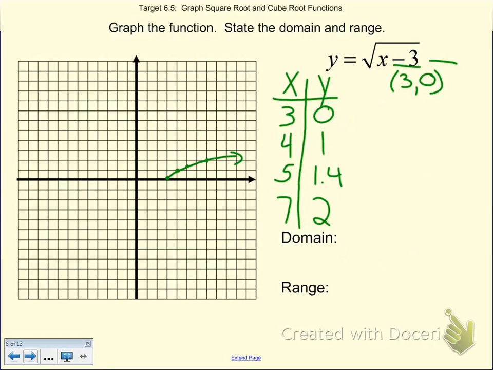And here's our graph. Our domain, we start off at 3, and we're plugging in the numbers that are bigger than or equal to 3. In range, we're starting at 0 because that's our Kelly point, and this time we're plugging in the numbers that are greater than or equal to 0.